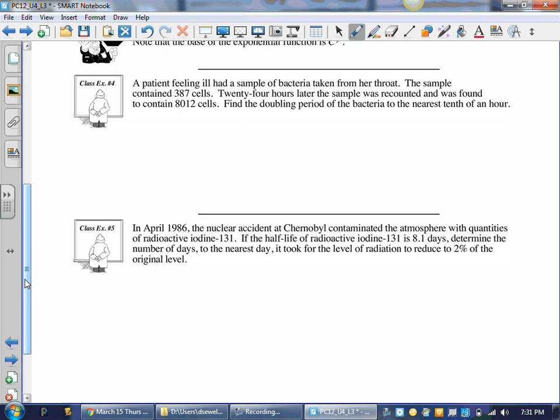A patient feeling ill had a sample of bacteria taken from her throat. The sample contained 387 cells. 24 hours later, the sample was recounted and was found to contain 8,012 cells. Find the doubling period of the bacteria to the nearest tenth of an hour. So here's the things I want to know. If I just use that, how much do we start with? 387. How much do we end up with? That's this part here in the Y, which is 8,012.